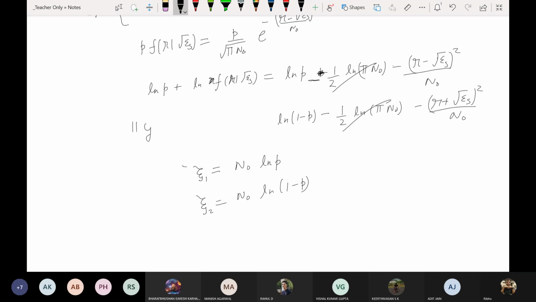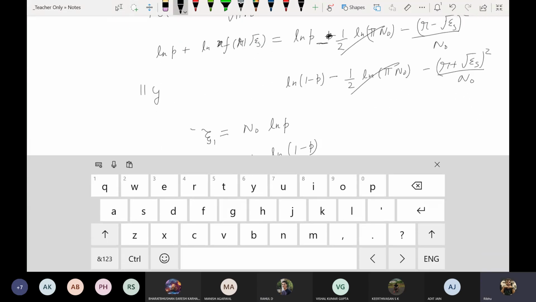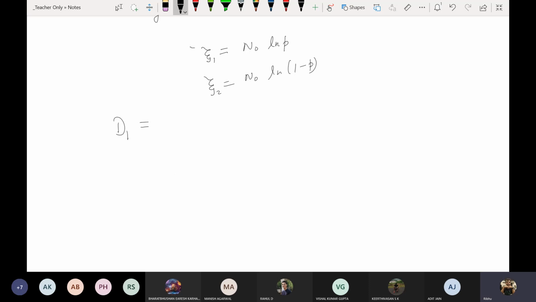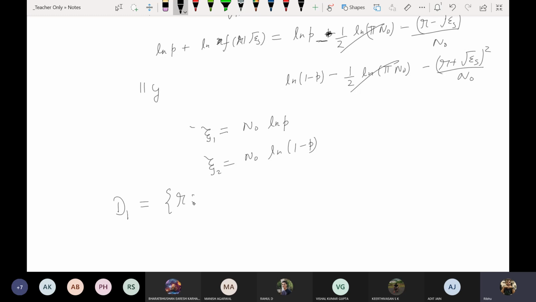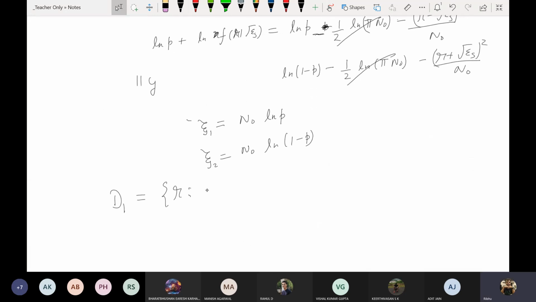Right. Yes, sir. Then D1 equals r such that (r minus root E_s) whole squared minus xi 1 is less than (r plus root E_s) squared, right?